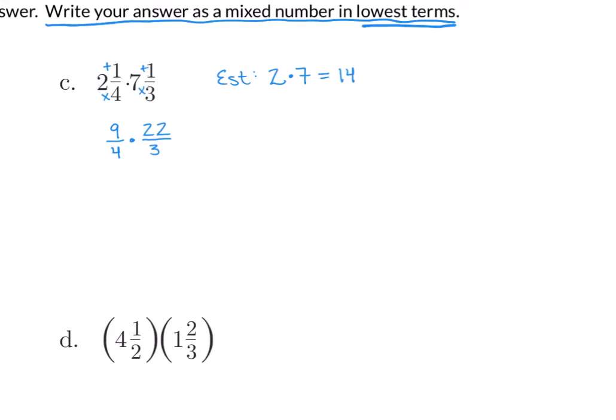All right, let's cancel common factors. We get 9 and 3 are both divisible by 3. We get 3 and 1. And 4 and 22 are both divisible by 2. We get 4 divided by 2 is 2, and 22 divided by 2 is 11. If we multiply straight across now, 3 times 11 is 33, over 2 times 1 is 2.